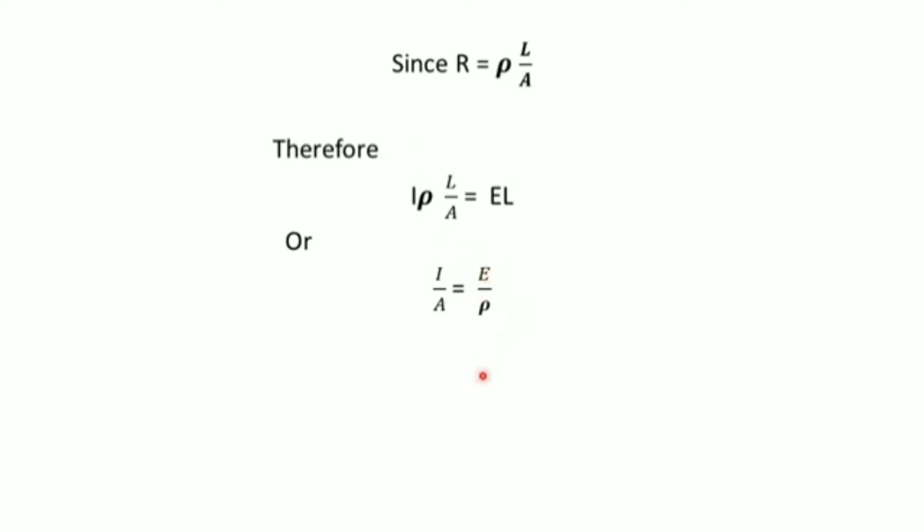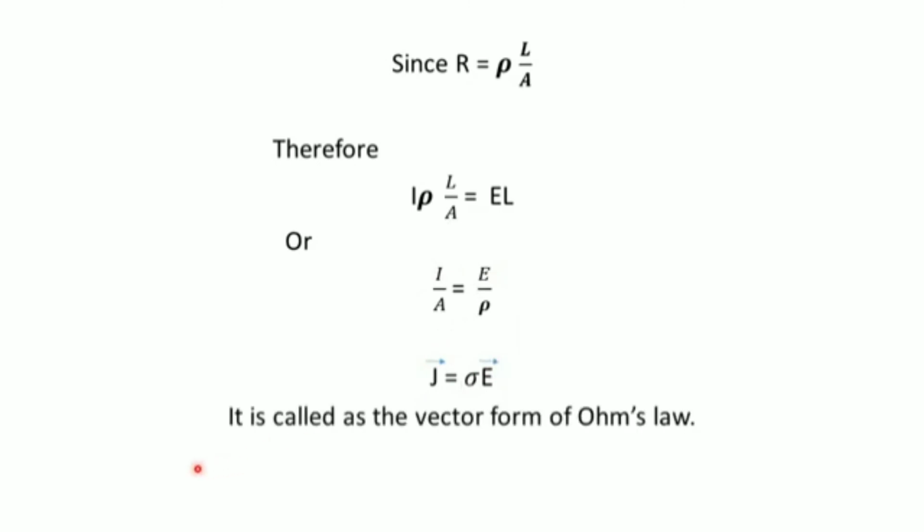What is I by A? This is current density, and 1 by rho, this is conductivity, and this E is electric field. So J is equal to sigma E is the vector form of Ohm's law. It is the vector form of Ohm's law, which is a very important relation. J is equal to sigma E.